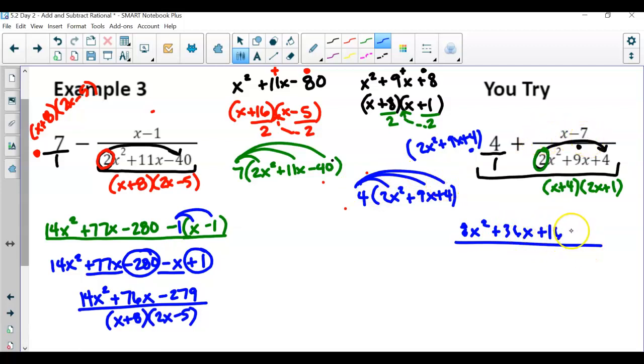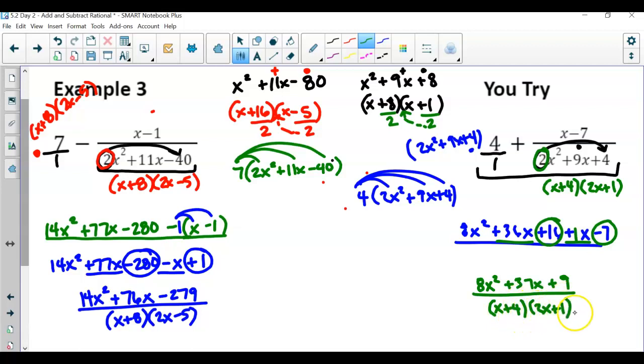Then plus, so we're just adding to that, x minus 7. I'm going to combine like terms now. I only have the x squared, so 8x squared. 36x, though, plus x, or 1x, is now 37x. Then 16 minus 7 is now 9. Over our factored form of x plus 4 times 2x plus 1.